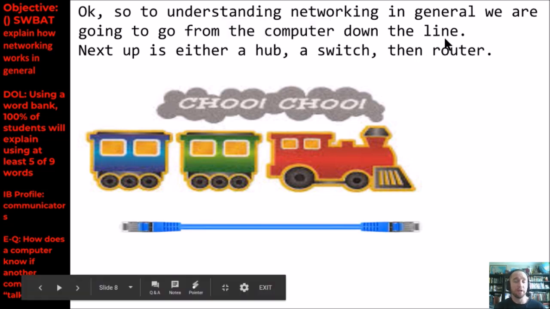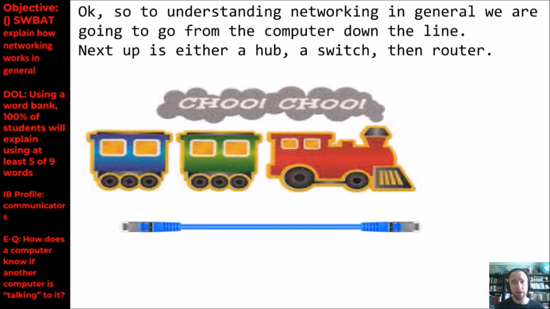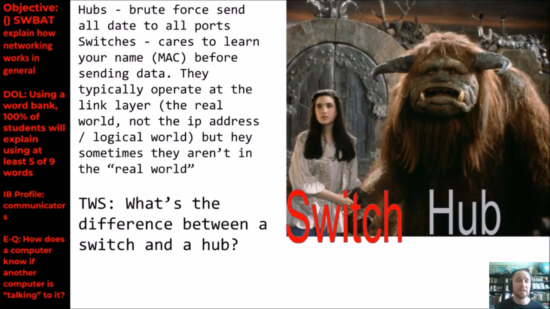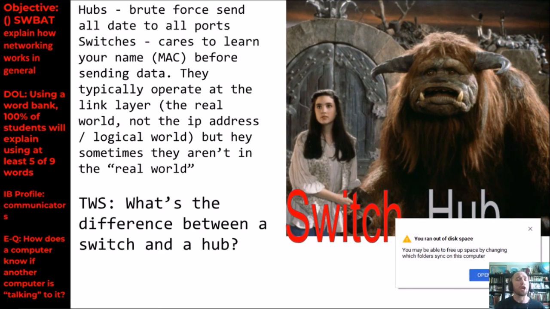So those are the zaps thing I was talking about. Okay, so we're at the computer. We've gotten that computer's attention. Now we're going to just go down the line. Next up on our trip will be a hub. Now, by the way, networking is such a crazy concept that you'll often see pictures like this to illustrate networking. This is just an abstraction, obviously. So what's a hub? A hub is a thing that just like brute force sends all data to all ports. Hubs are not very common in your typical household network. Now, switches are a little bit more caring. Switches care to learn the name of the computer, that is its MAC address, before sending data.